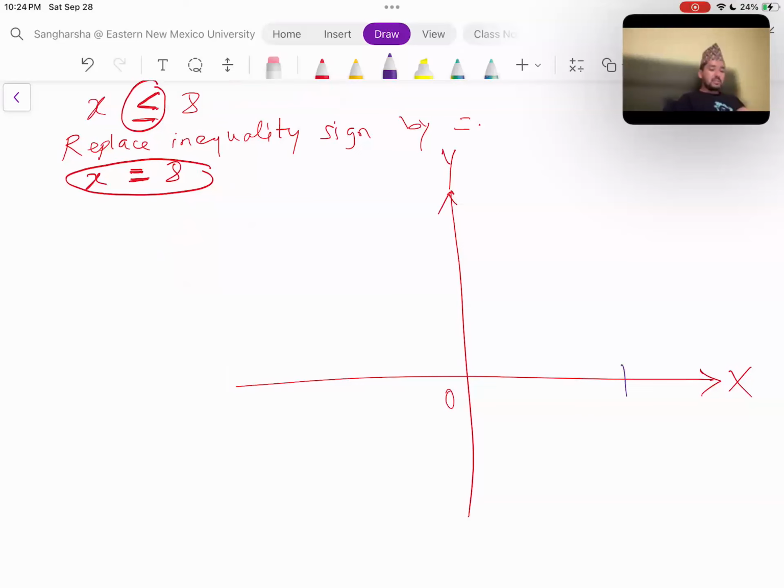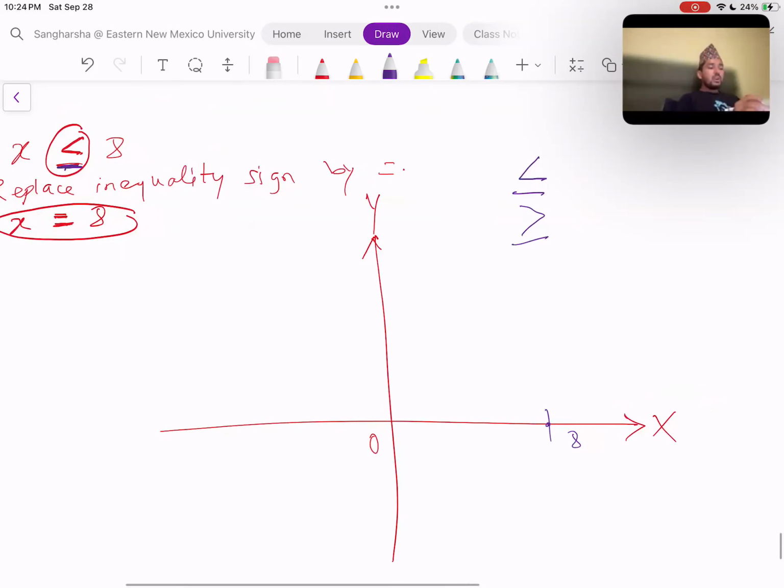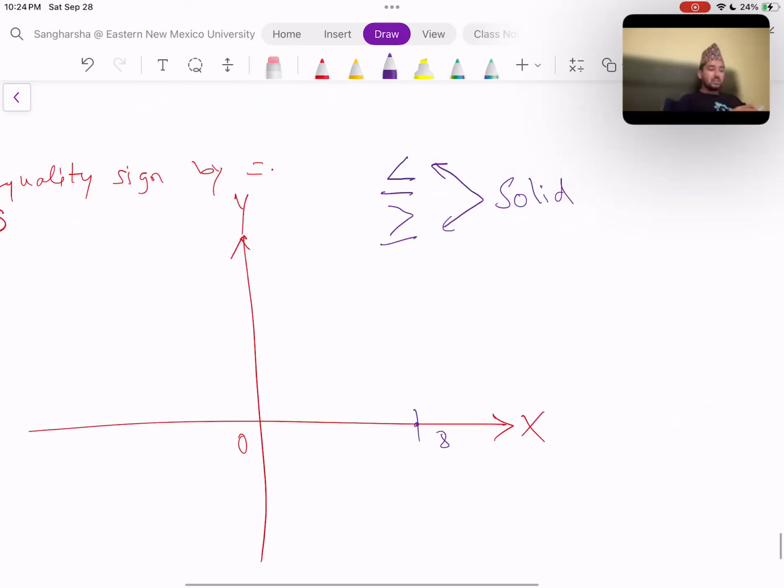For example, this point is 8, and you draw a vertical line. Now, before you draw a vertical line here, you need to check the inequality sign. If you have a greater than or equal to or less than or equal to sign, you're going to use a solid line to draw. Your graph must have a solid line.